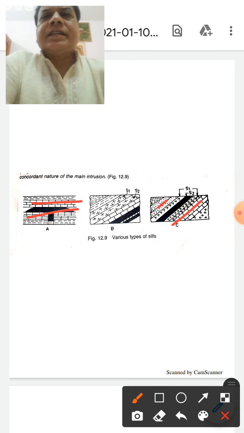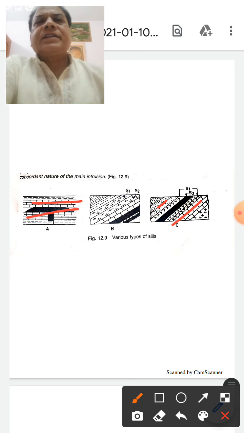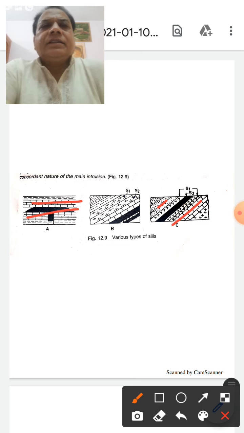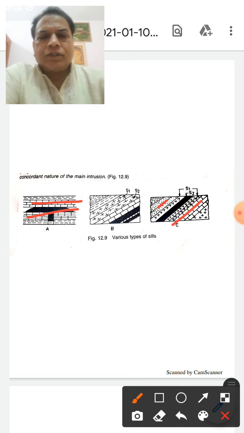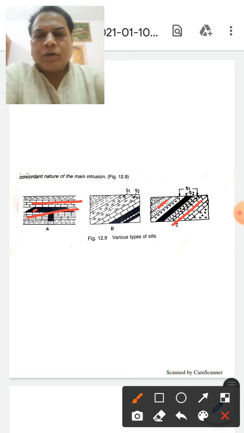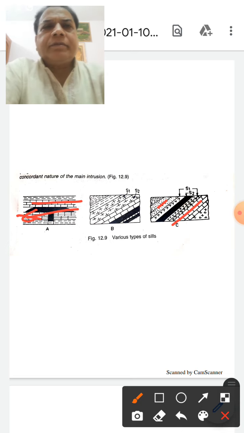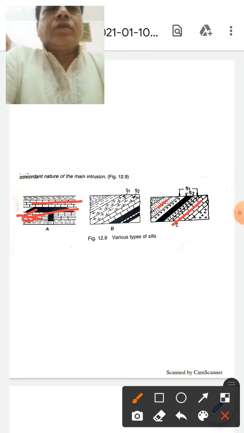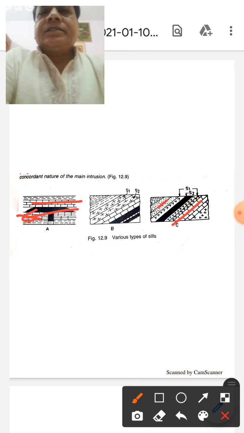The thickness of sills is smaller than their width and length. The thickness may vary from a few inches to many hundreds of feet. They commonly thin out, as you have noticed here, they thin out at the tapering end. You can say they thin out or taper along the outer margins.